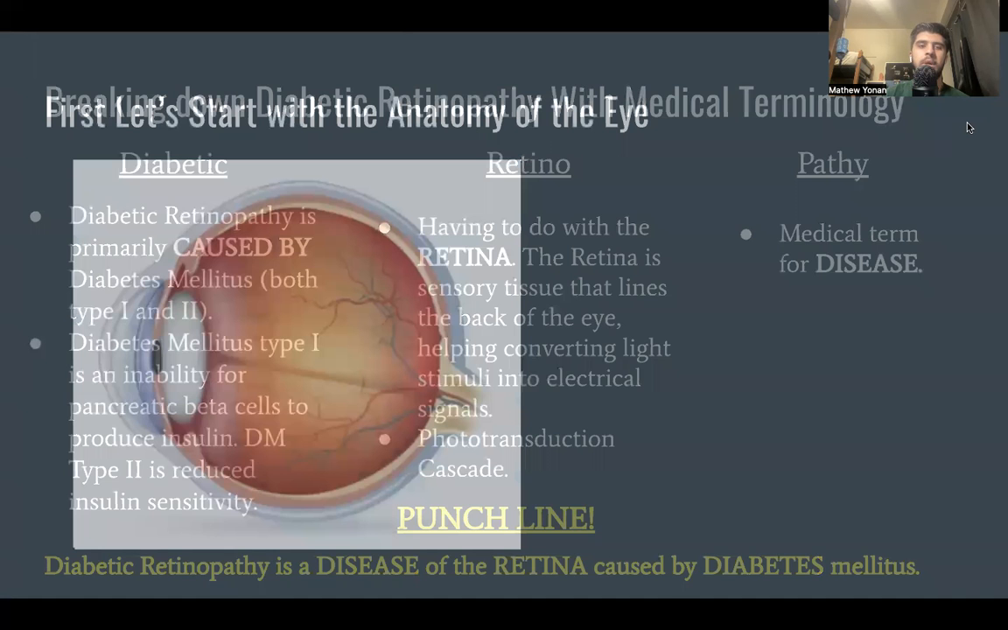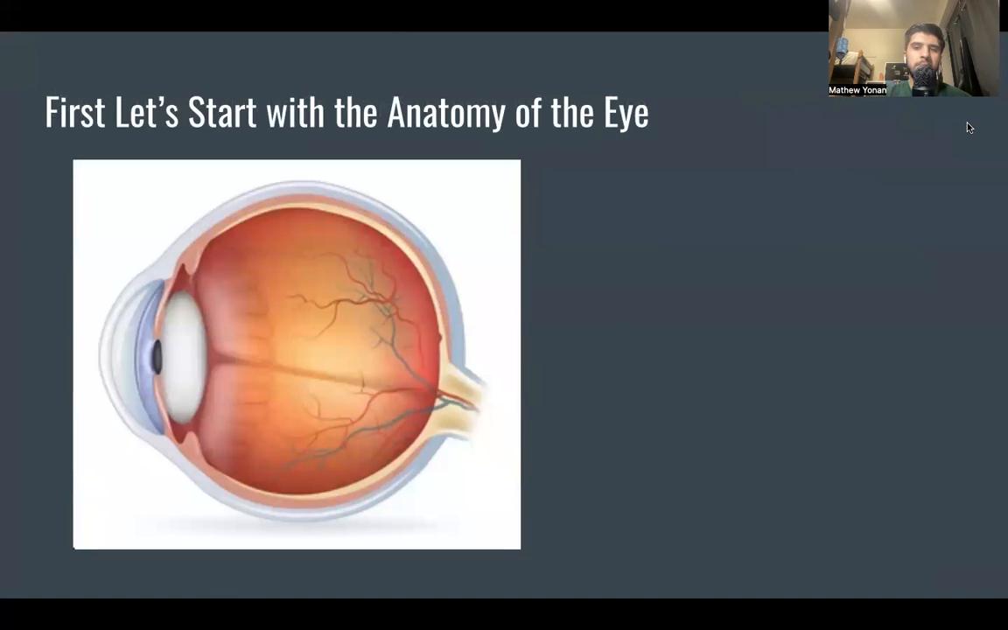Okay, so let's start with the anatomy of the eye, the basic anatomy. So we have the cornea, which is the outer layer, the layer which light first passes through. Then we have the retina, which is what we'll be focusing on today. It's basically the first layer of the back of the eye.